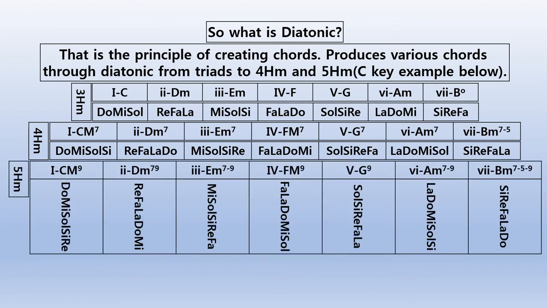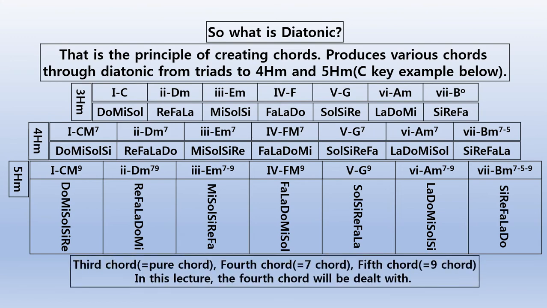The 5th chord is created by combining the 5 scales of Do Mi Sol Si Re. The 7 diatonic chords are C major 9, D minor 9, E minor 7 flat 9, F major 9, G 9, A minor 7 flat 9, B minor 7 flat 5 flat 9. Here, the 3rd chord is called a pure chord, the 4th chord is the 7th chord, and the 5th chord is the 9th chord. In this lecture, the 4th chord will be dealt with.